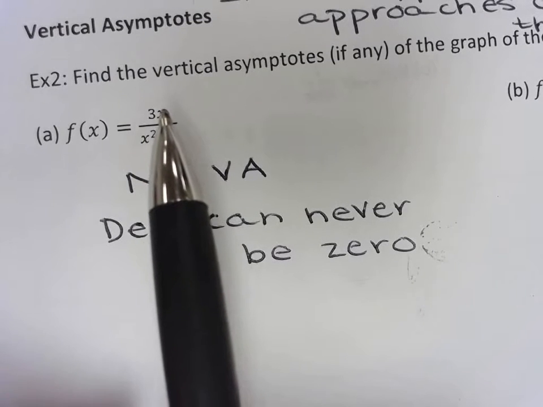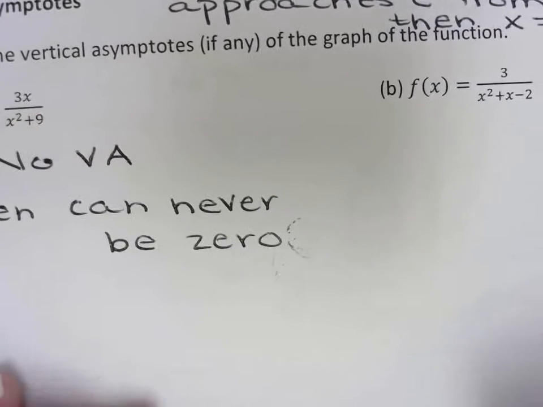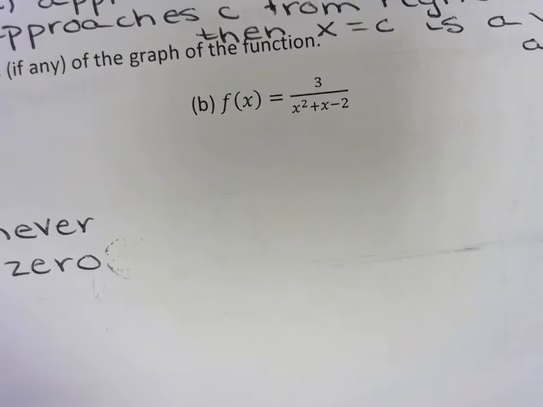Okay. Any questions on that? Okay. Let's go ahead and look at B. Same sort of idea. We look at this, I have a rational function, so I want to see where my denominator gives me 0. First thought on this.